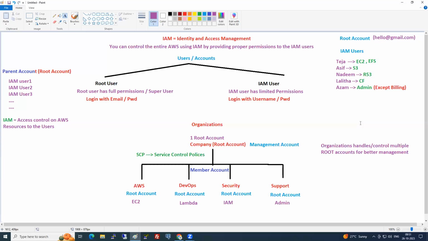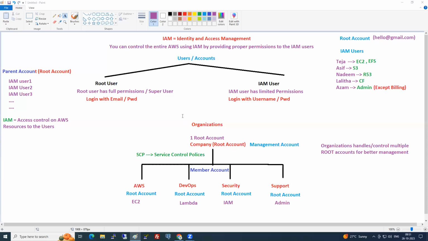SCP. What is SCP? Service control policies. Using SCP, I can control the root accounts. So let's say, you are the head of the security department. So now she has her own employees, 200 employees. So what I do is I'll create a root account for her. She has created a root account for her department. Now can I control her account? Yes, I can control. Using organizations, I can control.